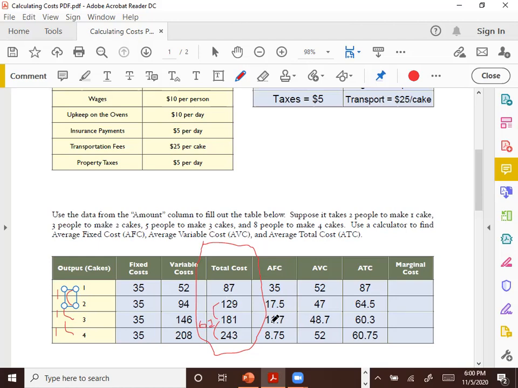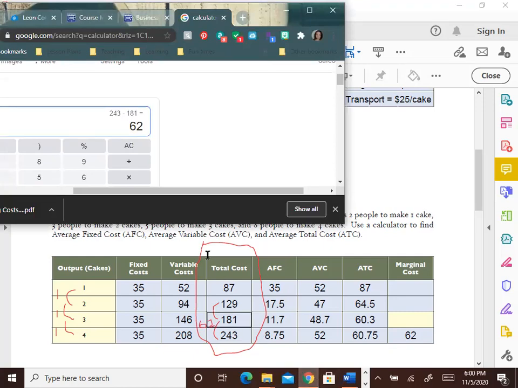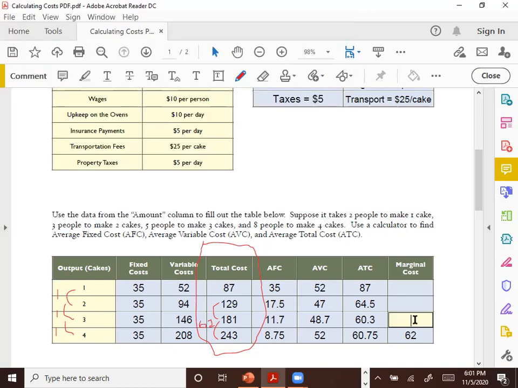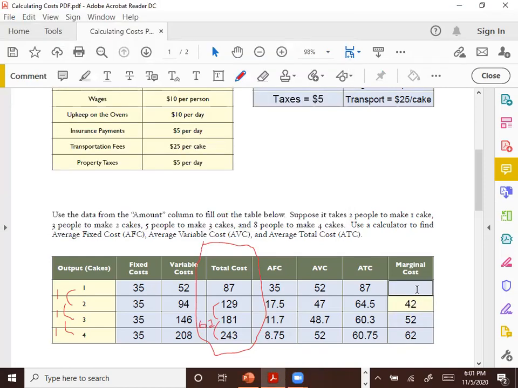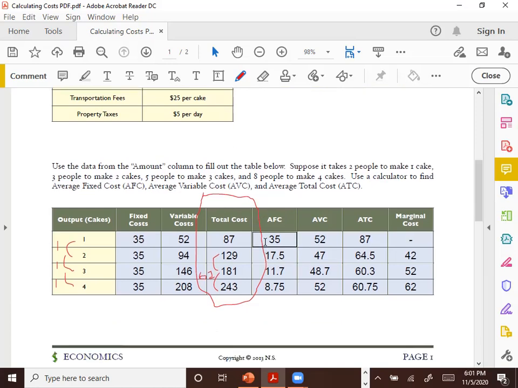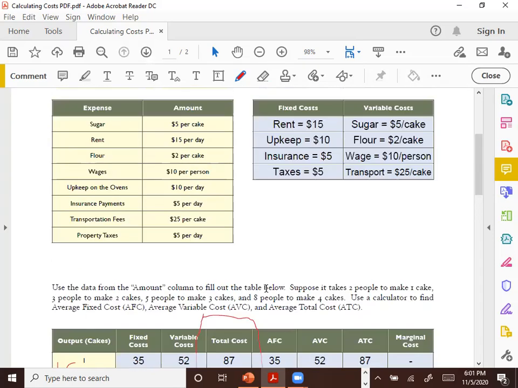From here to here, but we can write it here actually. So this is 62. And then from 181 to 129, that's minus, not divide, it's 52. And then from 129 to 87, it's 42. And we're going to leave the top one blank because there's nothing before it. So there's no change. So now let's look. Oh, it doesn't have you graph it.